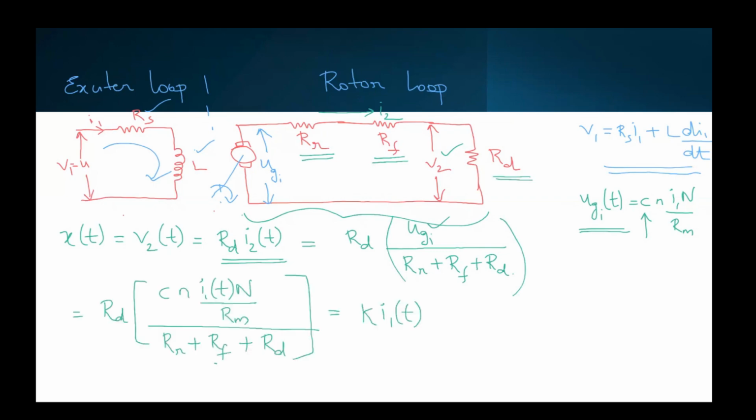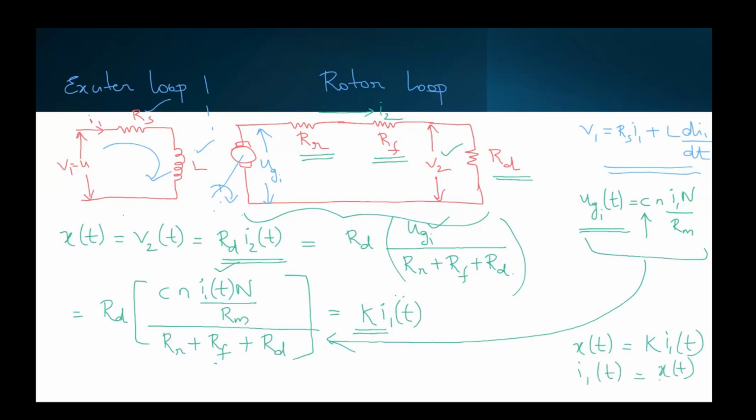So I'm substituting this voltage equation here, and I get RD times C N I1 divided by Rm, whole divided by RR plus RF plus RD. Considering all other terms except I1, all other terms are constant. So I can take it as some constant k multiplied by I1(t). Now x(t) is equal to k into I1(t). It's nothing but I1(t) is equal to x(t) divided by k.